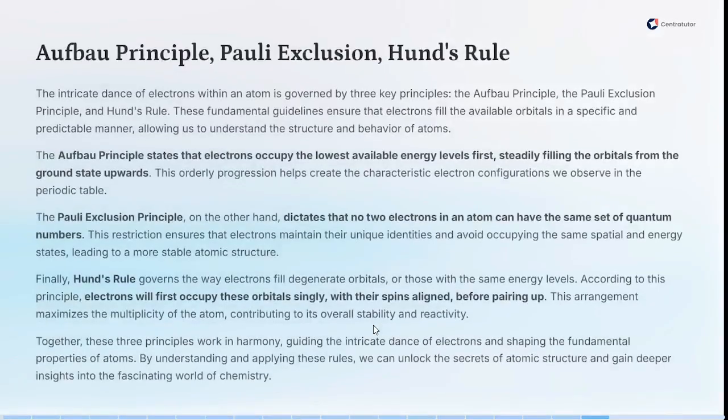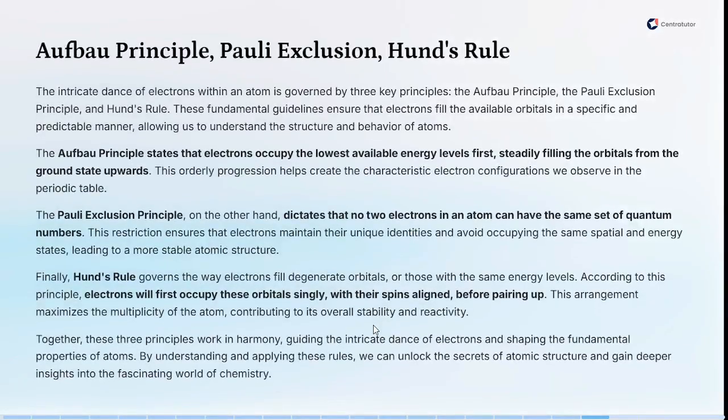Let's see these principles. I listed three basic principles: the Aufbau principle, the Pauli exclusion principle, and Hund's rule. These principles are like the fundamental guidelines that ensure electrons occupy the necessary orbitals around the nucleus. Let's talk about the Aufbau principle. It states that electrons occupy the lowest available energy level first, steadily filling the orbitals from the ground state upwards.